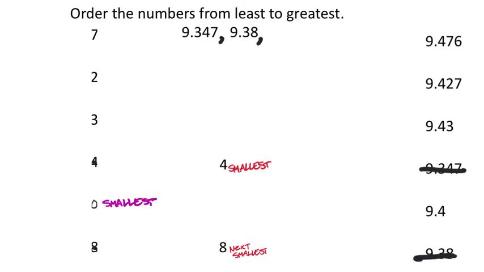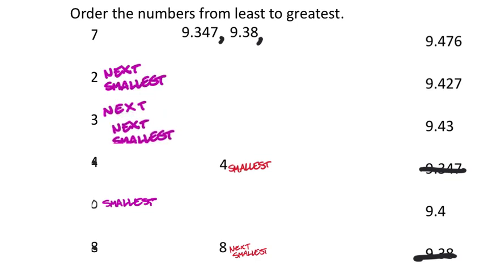And among these values, I got a 2, 3, and a 7. The 2 is the next smallest. Three would be the next smallest, if that makes any sense. And then the 7 right there is the last number, so it has to be the biggest.